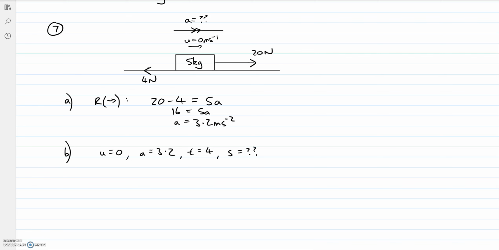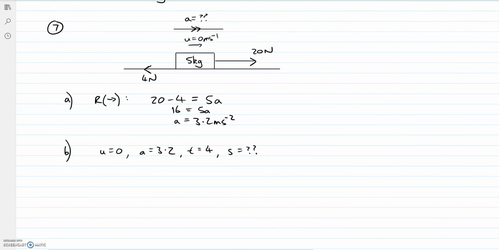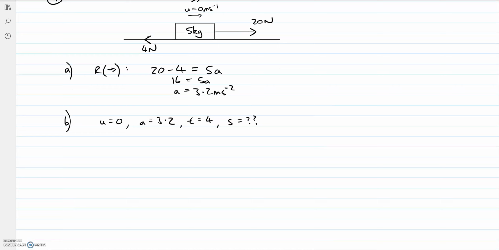So now we can go back to our kinematics formula. It's moving with constant acceleration, so we can use the formula. And we want to find S. We've got U, A, and T. So S will be UT plus a half AT squared, sub in. U is 0, so that's just 0. A half is accelerating at 3.2 meters per second squared, and the time we're looking at is 4 seconds. So it should be 25.6 meters in the first 4 seconds.